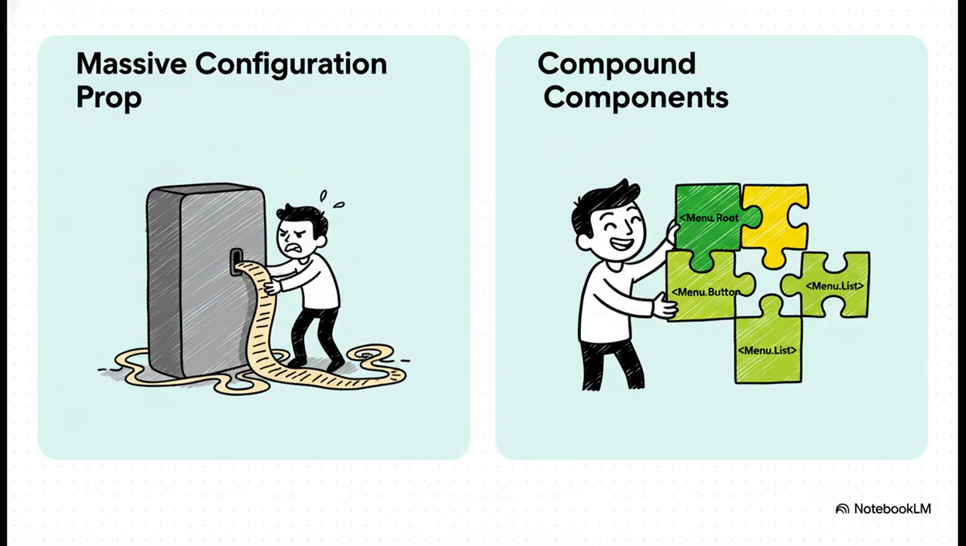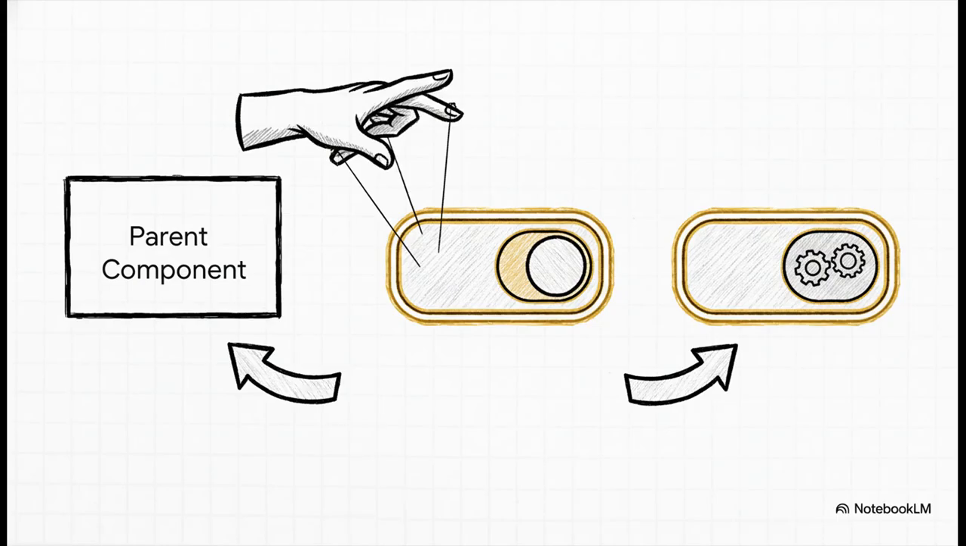Instead of making someone pass in this giant, messy, rigid configuration object, you just let them build the component themselves from smaller pieces. This gives the developer total control over the layout, and it creates this beautifully clean, declarative API. It's exactly the same idea as how HTML's native select and option tags work together. It's genius. And if you want the absolute ultimate level of flexibility, you reach for the controlled props pattern.